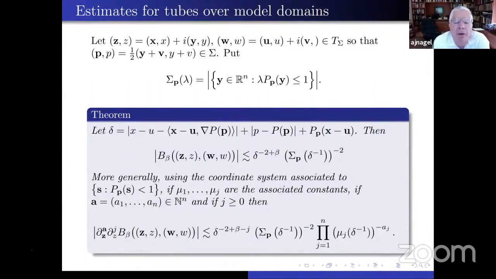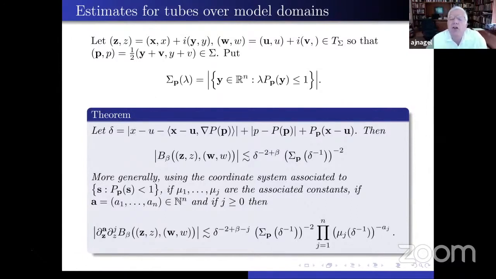And so now the theorem is the following. Here I want to write down general estimates. I take 2 points in the tube, and again I write boldface P, little p, to be the average of Y and V, of the 2 points Y and V. I'm going to let capital sigma sub P of lambda be the volume of the set in Rn where this normalized polynomial is less than 1 over lambda.